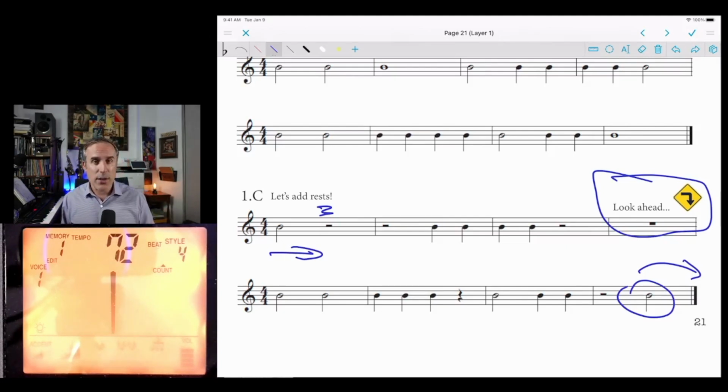So we've done this exercise. What do we do next? Well, we go and we listen to the MP3. Did we do it correctly? So that's what we're going to do next. We're going to listen to 1C MP3.